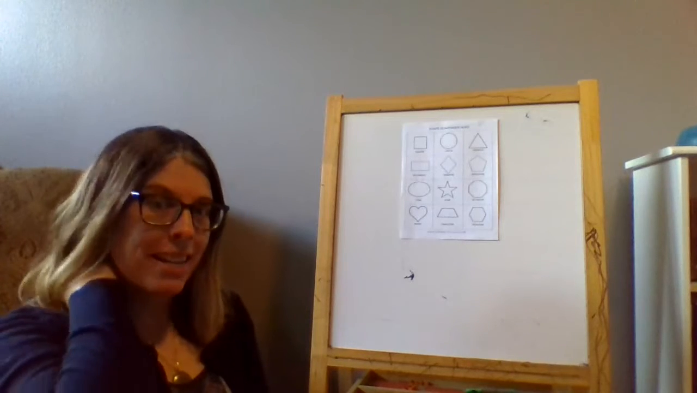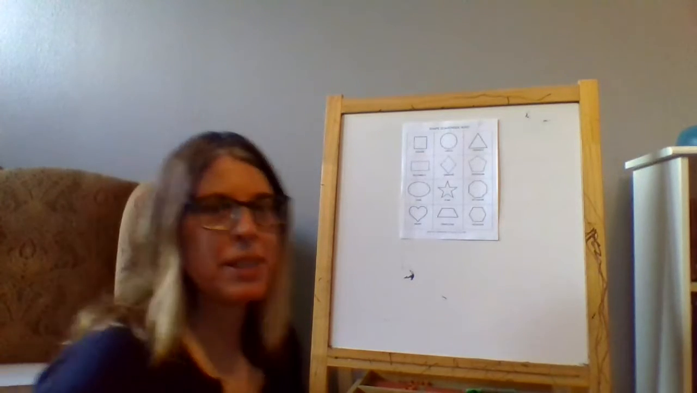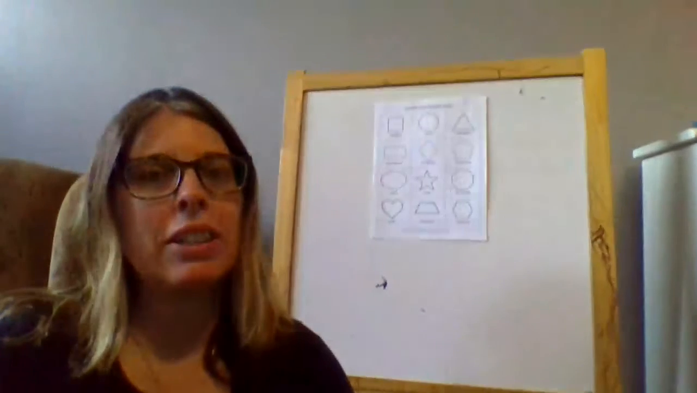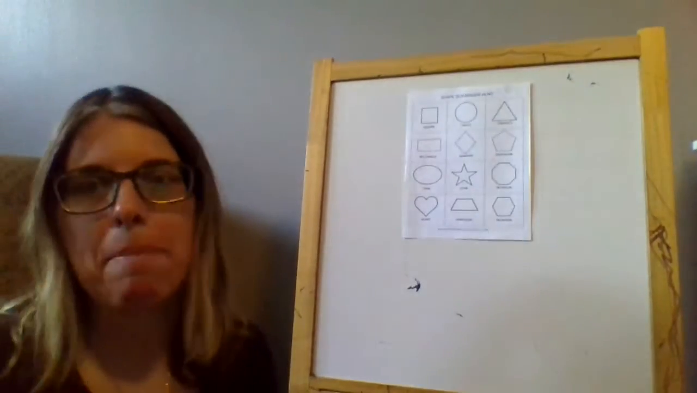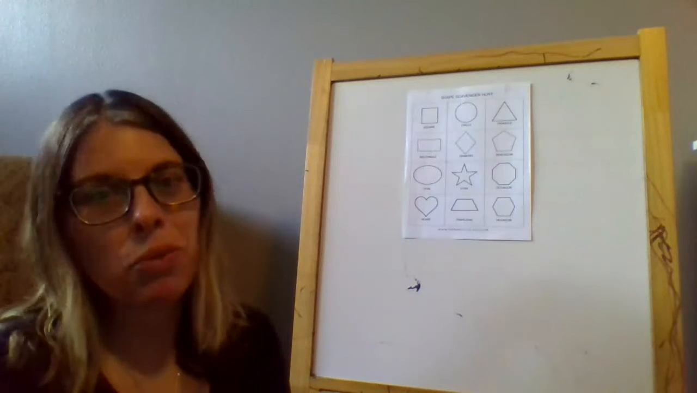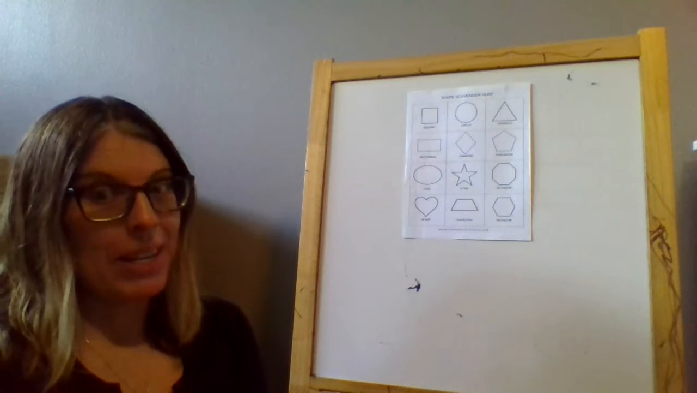Good morning. We are working with shapes still. I'm going to pull you a little bit closer so you can see those shapes a little bit better. Last week we were talking about polygons, and there are some rules that make a shape a polygon. Do you remember what those rules were?